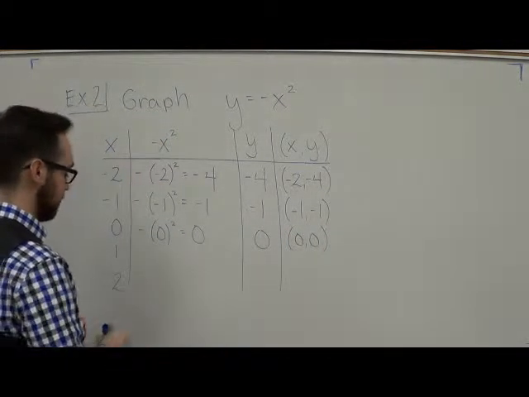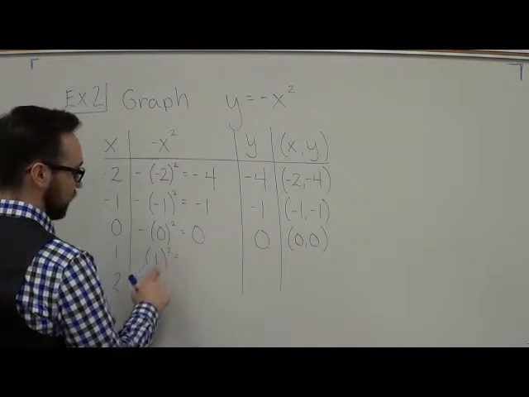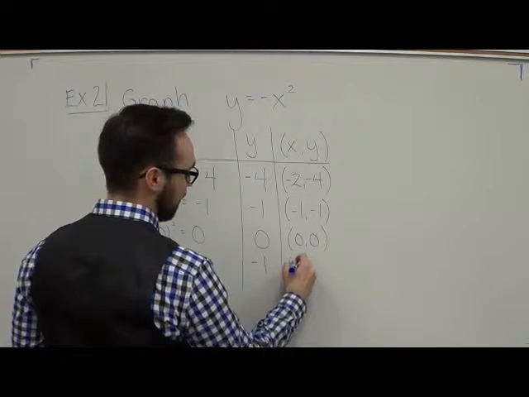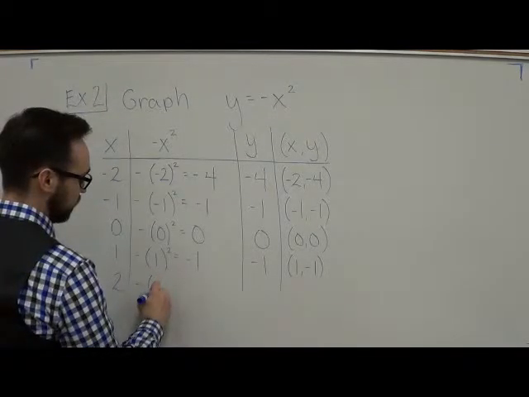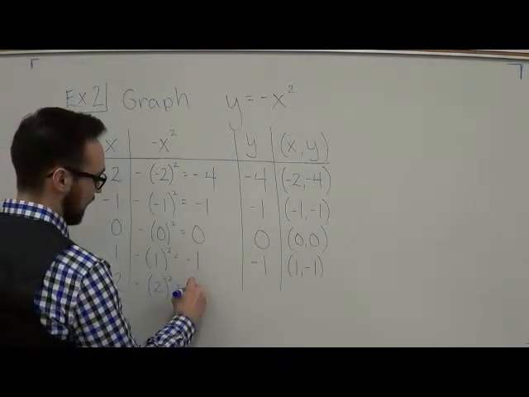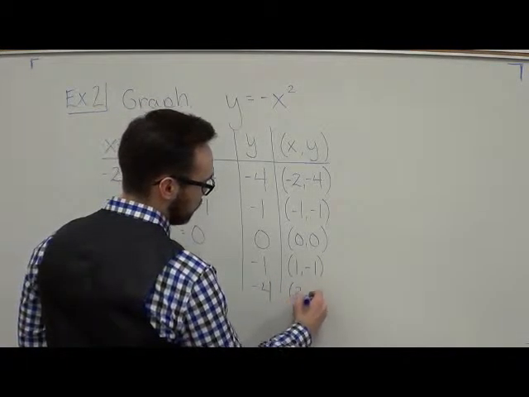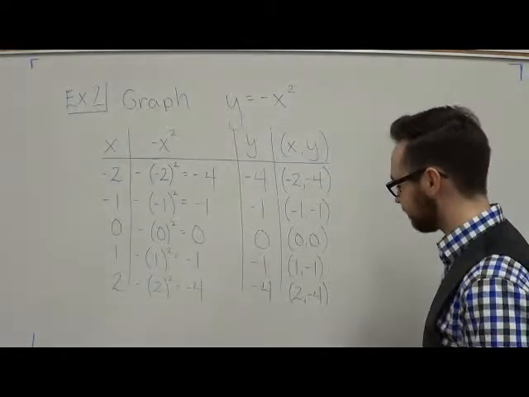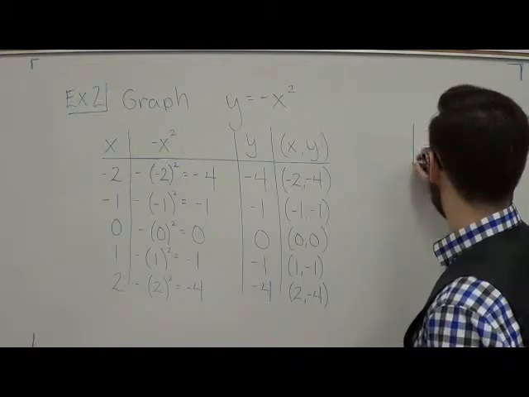Still increasing. Plug in a 1. 1 squared is 1, make it negative. So now we're going back down again, and we get 1, negative 1. So when we do the 2, 2 squared is 4, make it negative. So negative 4. So then we're back to 2, negative 4. So let's go ahead and plot these points.